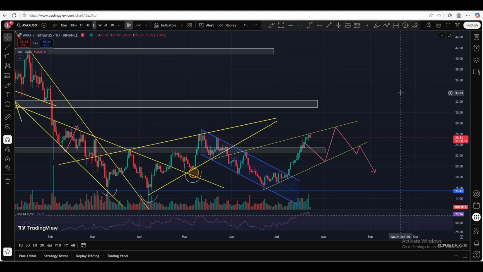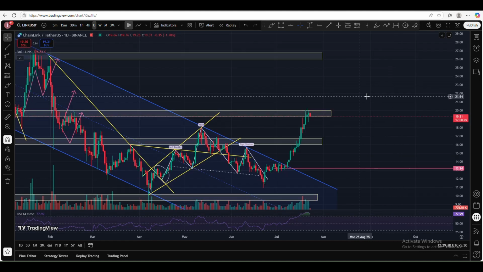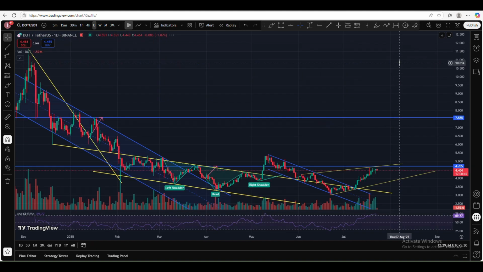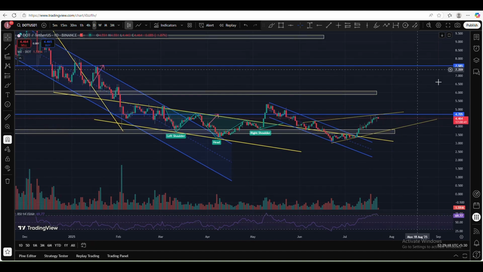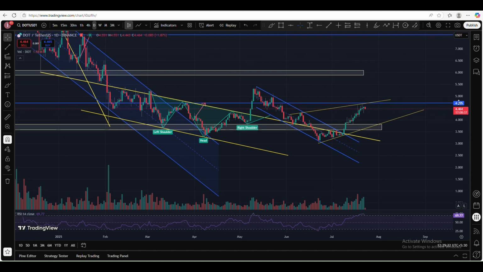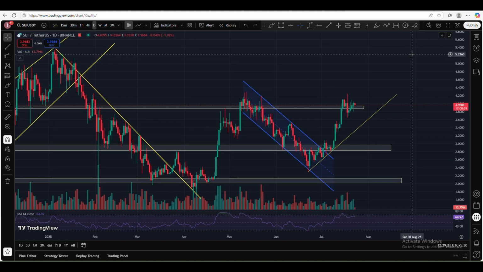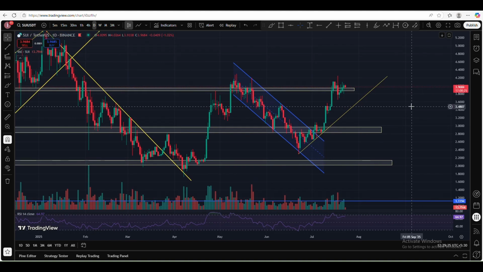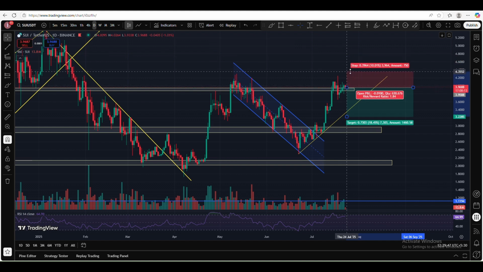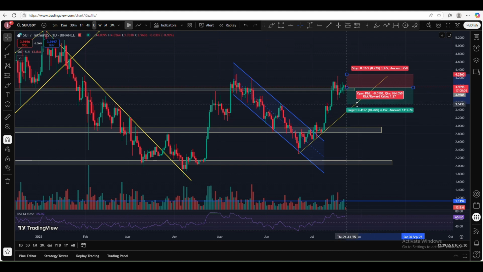Next, LINK, not a trading opportunity. DOT, as I think, DOT is a rising wedge pattern. So there is a trading opportunity, as I think, a short position at this level, 1 to 1.5 RR.